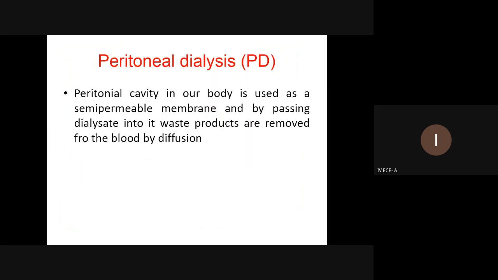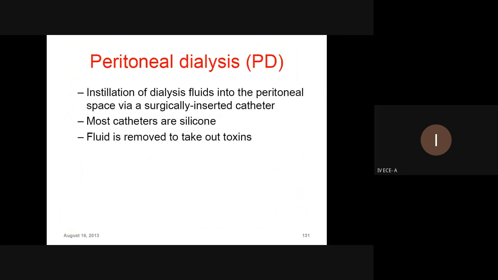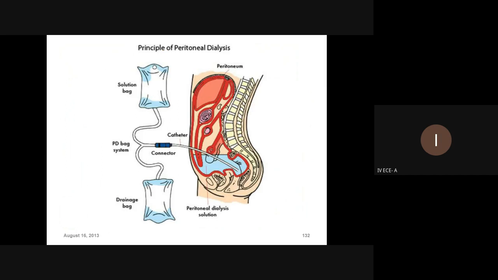Then peritoneal dialysis. The peritoneal cavity in our body is used as a semi-permeable membrane, and by passing dialysate into it, waste products are removed from the blood by diffusion. Peritoneal dialysis is the instillation of dialysis fluid into the peritoneal space via a surgically inserted catheter. Most catheters are silicone. Fluid is removed to take out the toxins. So this is the principle of peritoneal dialysis.